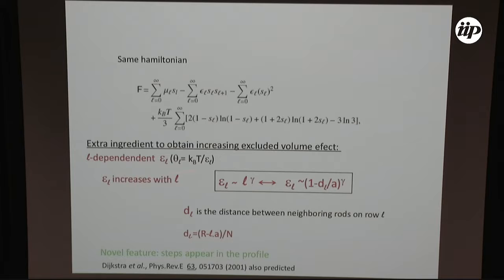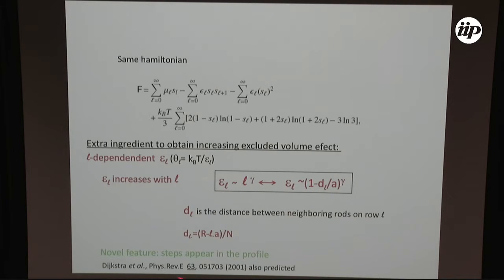And I can propose many ways to describe that. For instance, I say that this E_L behaves as L to a certain exponent gamma. And this corresponds, if you make a very simple calculation, to E_L depending on the distance. This is the distance between neighboring rods on the same row. That's the dependence. Okay, the interaction between nearest neighbor particles on a given row goes like this.